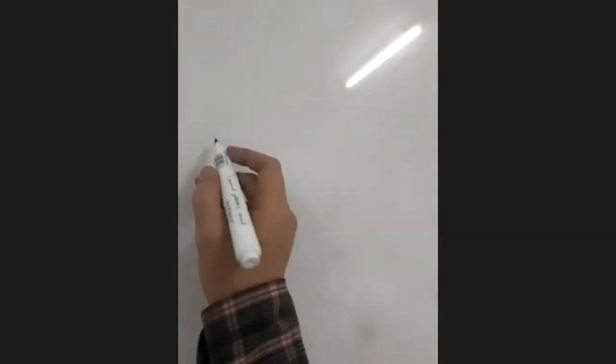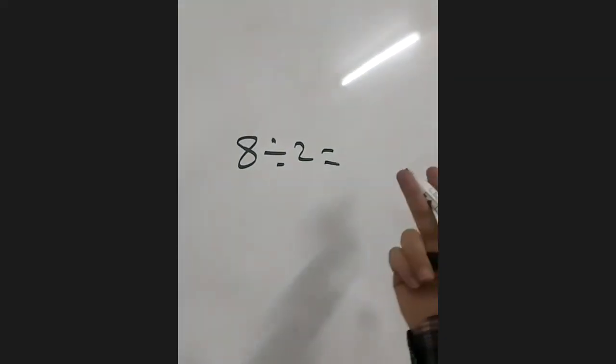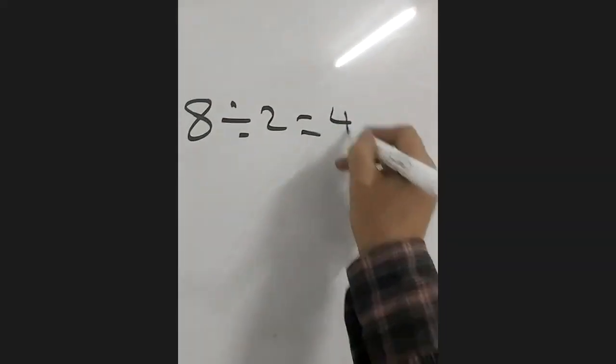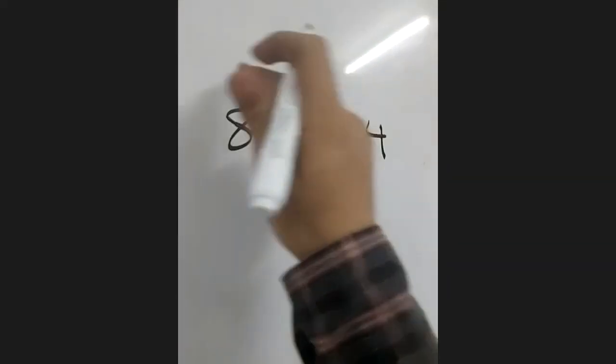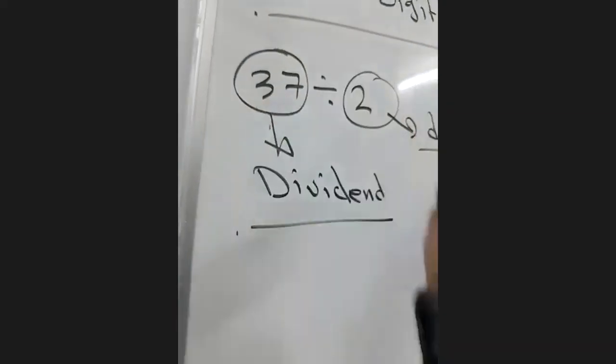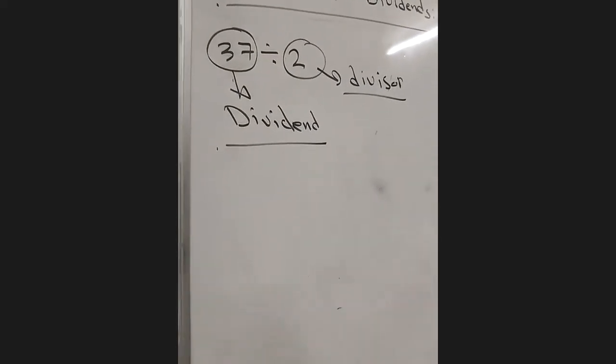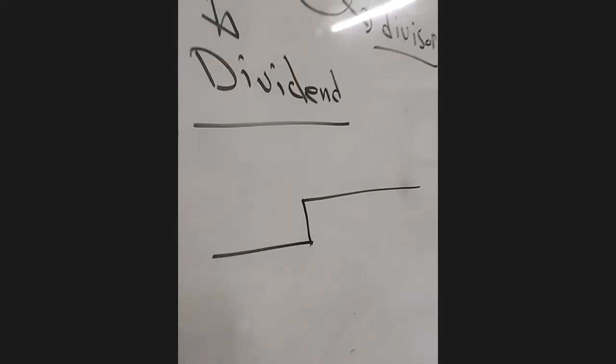Now in normal division, when we use timetable, for example, 8 divided by 2, we know the answer directly. 8 divided by 2 is 4 because 4 multiplied by 2 is 8. But here, guys, in the timetable of 2, there are no 37. It's a big number for 2. So in this case, guys, we will use something we call long division.